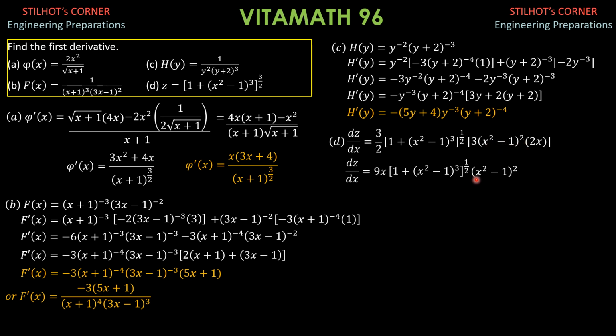So the answer may be in that form, or maybe we will rearrange. So dz/dx is 9x times quantity (x² − 1) squared. Then we can transform this into a square root because the power is 1/2 of 1 plus quantity (x² − 1) cubed. So that's it for this video. I hope that you were able to follow the explanations and the solutions.